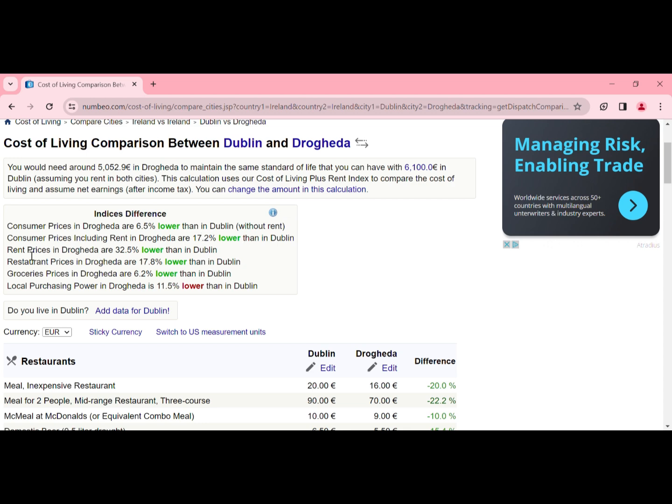Okay, and then consumer prices including rent in Drogheda are 17.2% lower than in Dublin. Rent prices in Drogheda are 32.5% lower than in Dublin. Restaurant prices in Drogheda are 17.8% lower than in Dublin. Groceries prices in Drogheda are 6.2% lower than in Dublin. And then local purchasing power in Drogheda is 11.5% lower than in Dublin, guys.